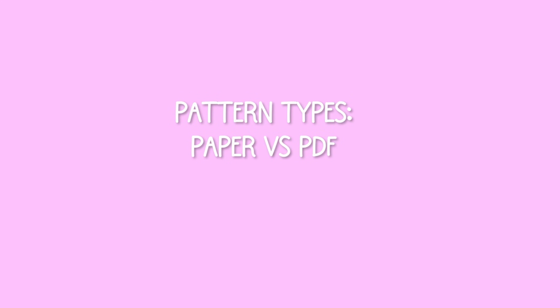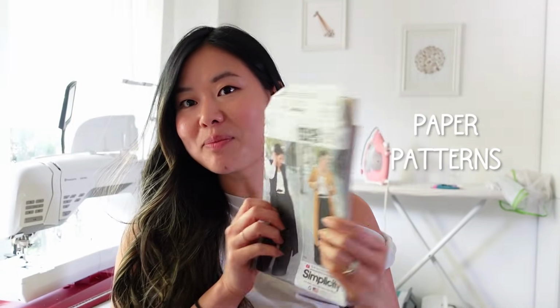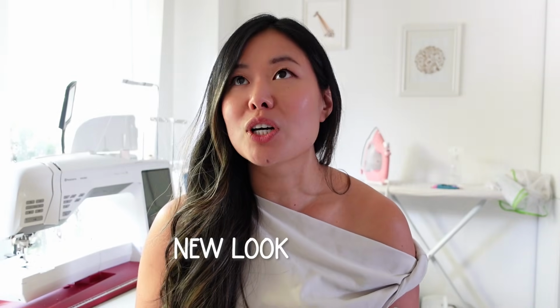Okay, we're going to start with pattern types. There are two main types of patterns: paper patterns like this, which come in tissue form, and PDF patterns, which you can buy online. Paper patterns like this would be your big 5 patterns, so Simplicity, McCall's, Butterick, New Look. I can't remember all of them right now, but you will find these at fabric stores like Joann, or if you're in Canada, you can find these at Fabricland as well.